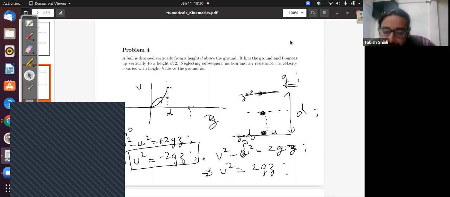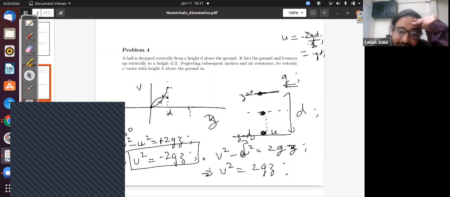So what should be the initial velocity if it's going up to d by 2? Well, u should be equal to minus 2g d by 2. So minus gd. So you notice that you're getting u as negative. So it's not starting here. It's actually starting on the negative side. It's actually starting here.